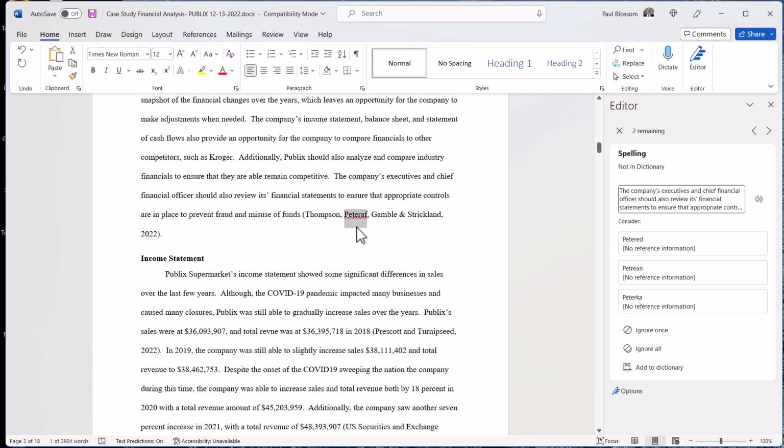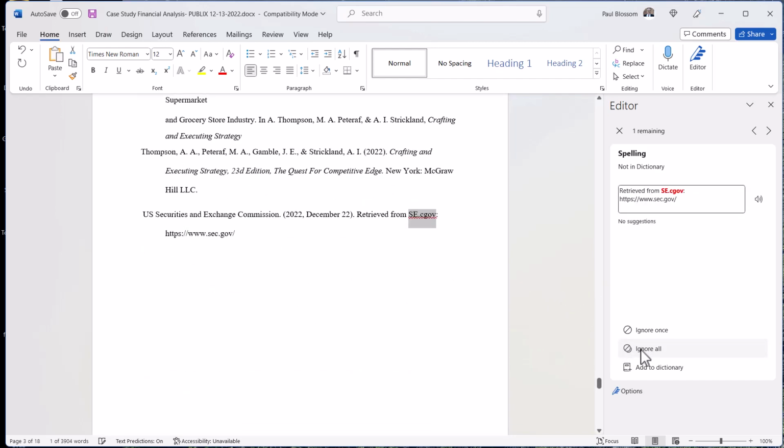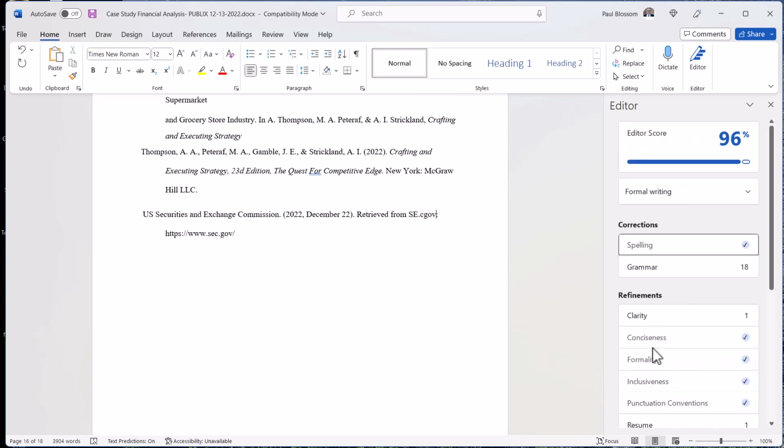Here we have a name. That's a name that I'm familiar with, so that one's fine. I'm going to ignore all of those. And here we have a problem, a spelling issue in one of the references, and that indeed is incorrect. It should be SEC Gov, and the student had misspelled that, so that would be a problem. So I'm going to ignore that. I'm not going to fix it.